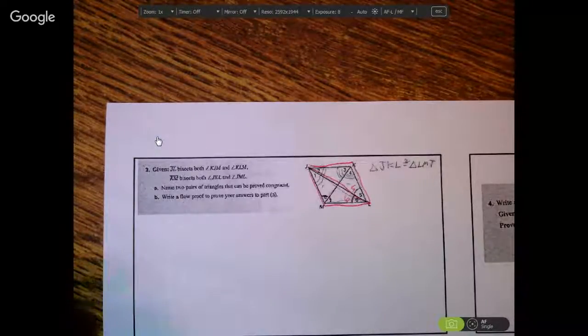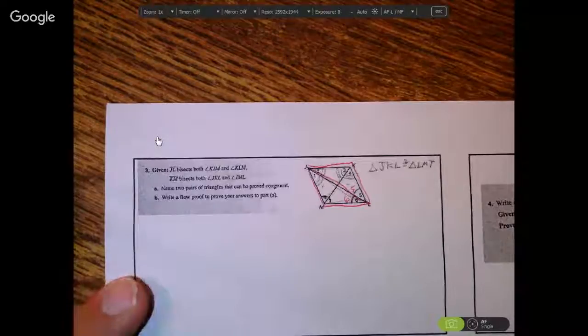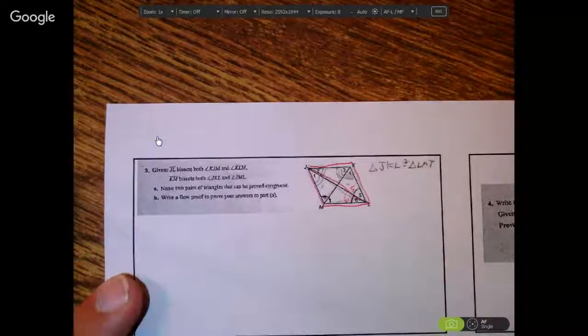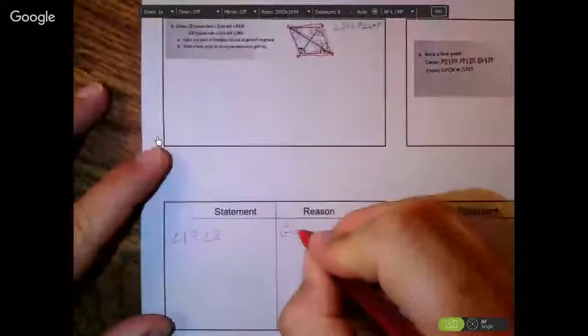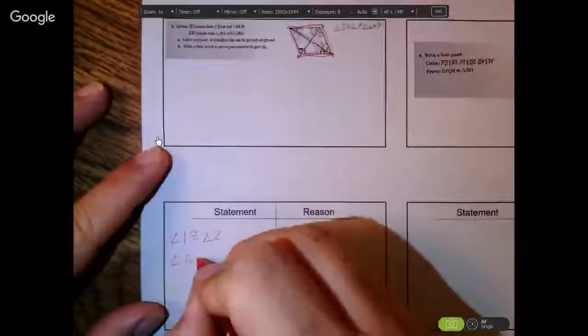JL is congruent to JL. That's a literal promise. Angle 1 is congruent to angle 2. How do I know? Given. Promise. That's given. Angle 5 is congruent to angle 6. Given.